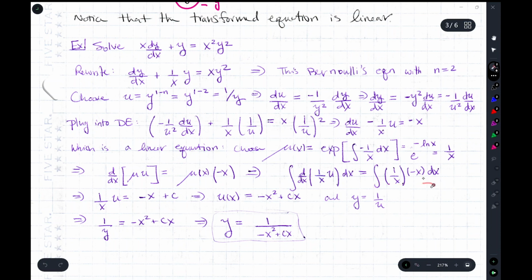And integrating, these x's are going to cancel, so you get negative x plus c. And so you solve for u, okay? Are we done? Well, the original problem is in terms of y, so we're not done. Now we have to substitute back.